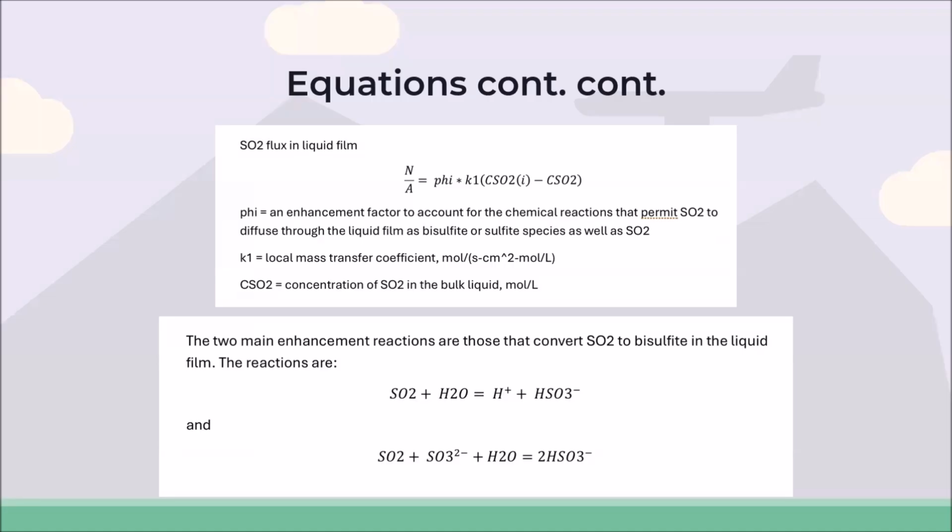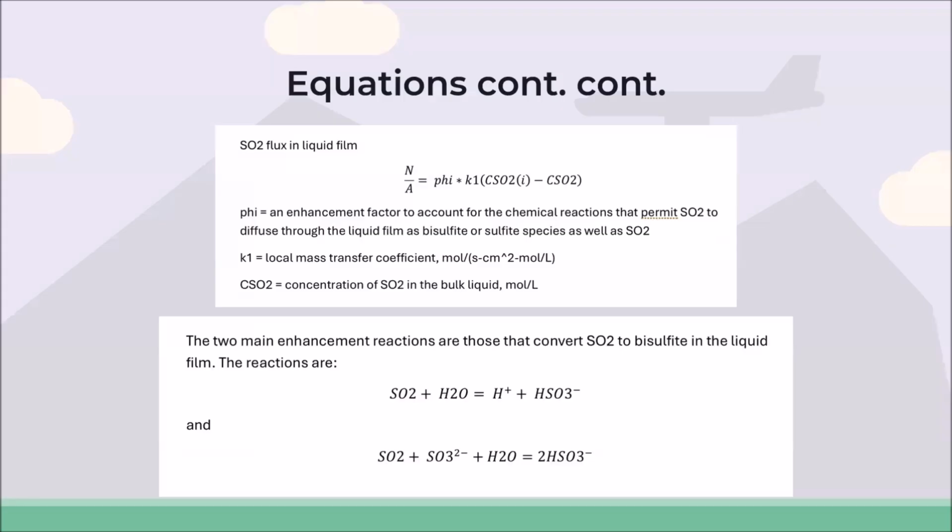And similar to how we did it before, we have the concentration of SO2 in the bulk liquid, and we subtract that from the partial concentration of SO2, and that's the CSO2I term. And once we complete the flux of SO2 in the liquid film, basically there are two main enhancement reactions to convert SO2 to bisulfite in the liquid film.